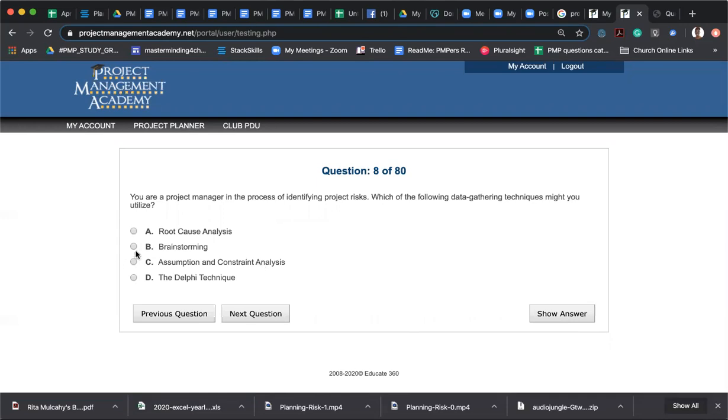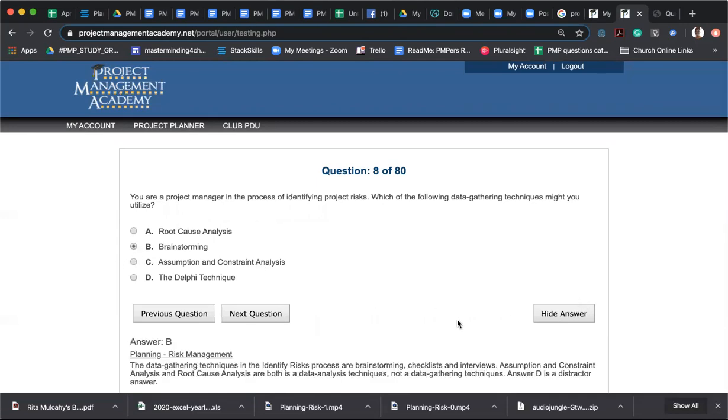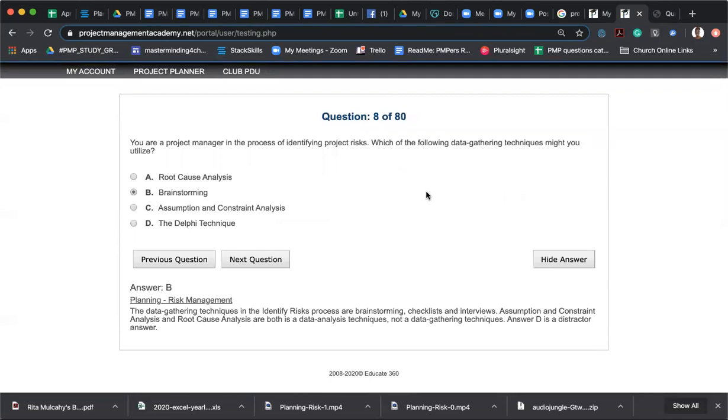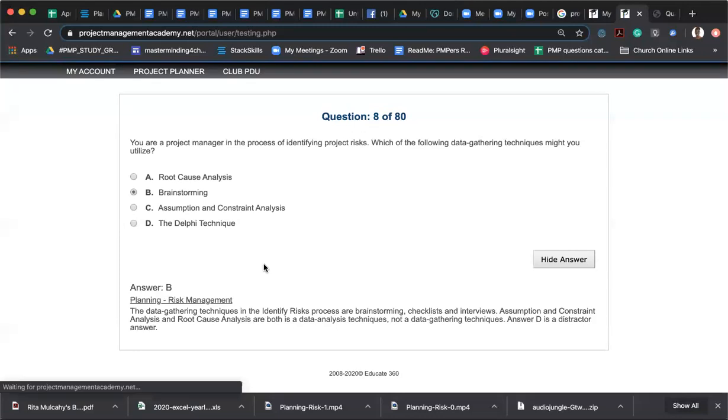I'm going with brainstorming because you're identifying and just want to know as much as possible. Okay. The data analysis technique is assumption and constraint analysis, not identification. Okay.